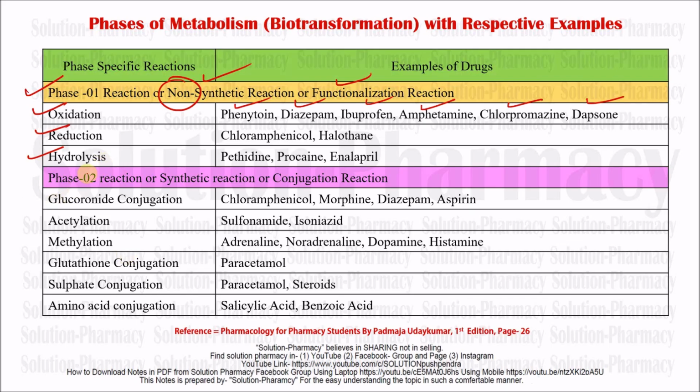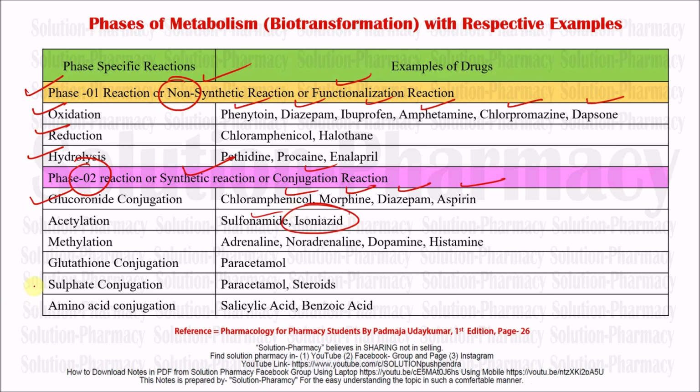Now we have to study the phase 2 reaction. The other names of phase 2 reaction are synthetic reaction or conjugation reaction. Under this, there are subtypes like glucuronide conjugation. Examples of drugs which go through this process are chloramphenicol, morphine, diazepam, aspirin. The next one is acetylation. Examples are sulfonamide and isoniazid.